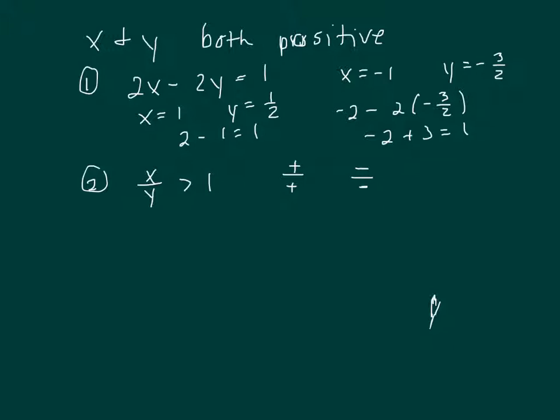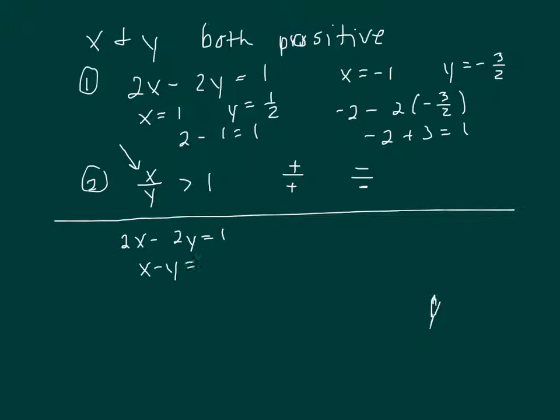If I take my first equation, 2x minus 2y equals 1, I'm going to solve it for x, and then substitute that into clue 2. So let's divide through by 2. That's x minus y equals 1/2. That's x equals y plus 1/2. Now let's substitute that in here. So x over y will be y plus 1/2 over y.